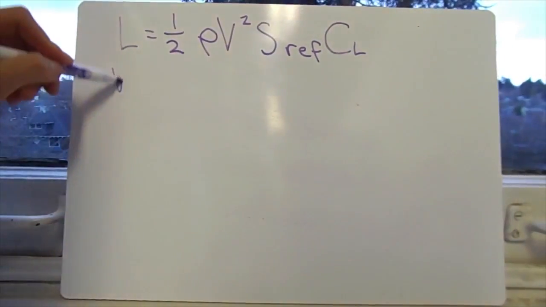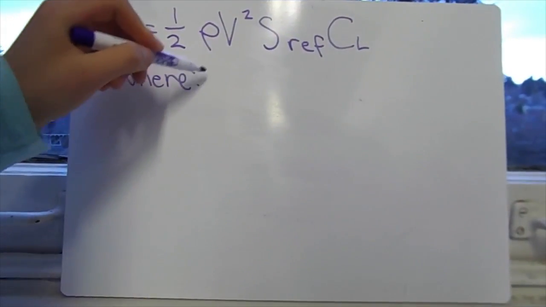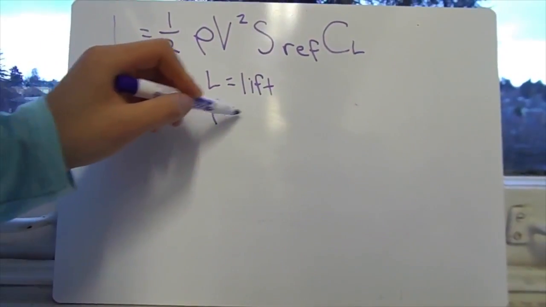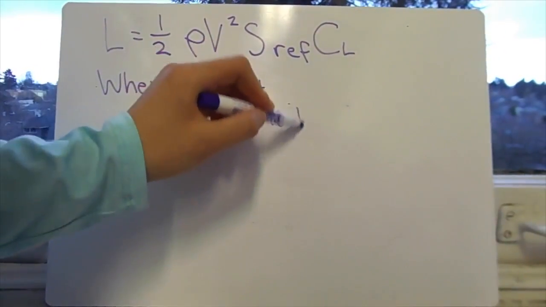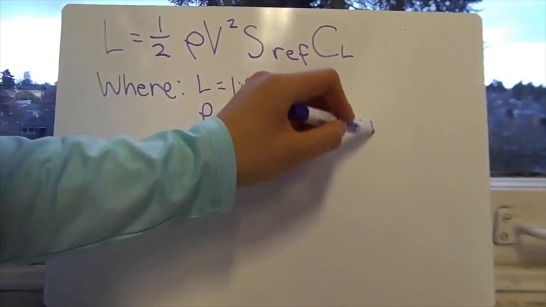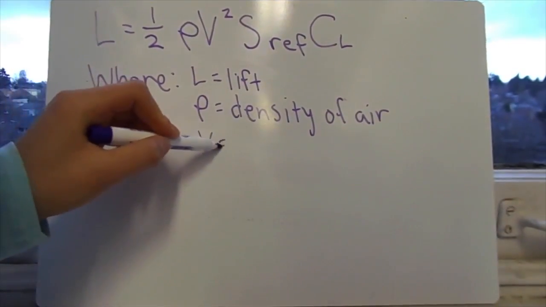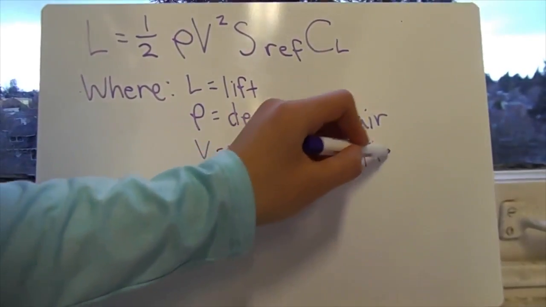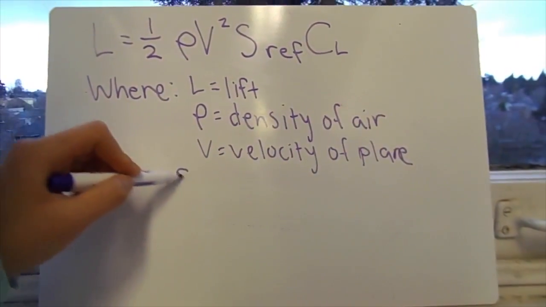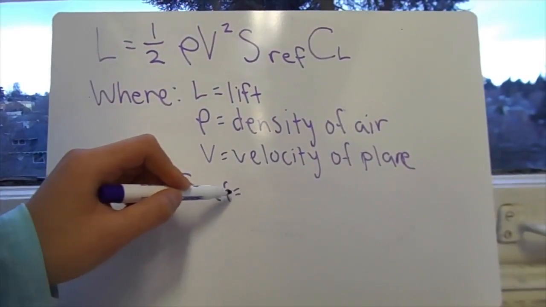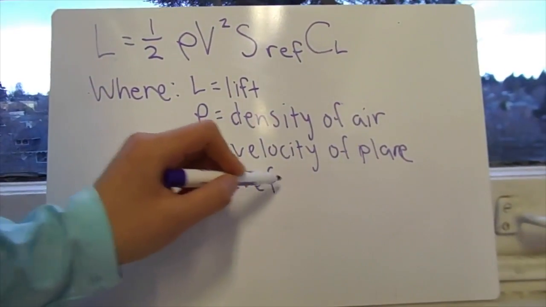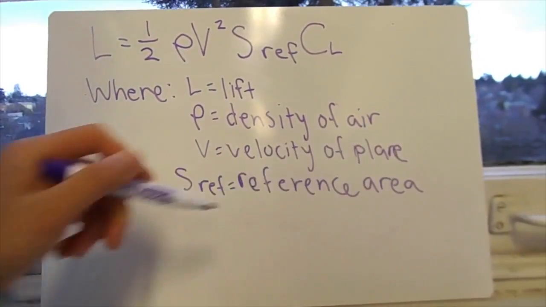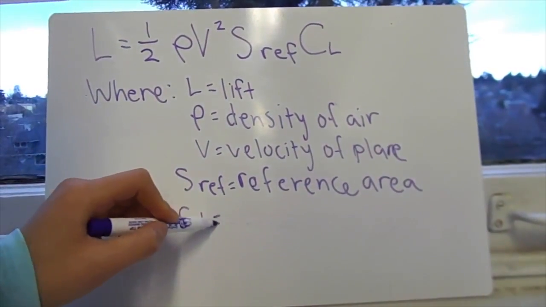The second formula is to find the lift of the airplane, where L is the lift, rho is the density of air, v is the velocity of the aircraft, SREF is the reference area. It is the area of the wing as viewed from overhead. CL is the coefficient of lift.